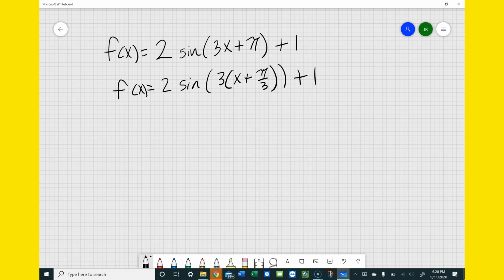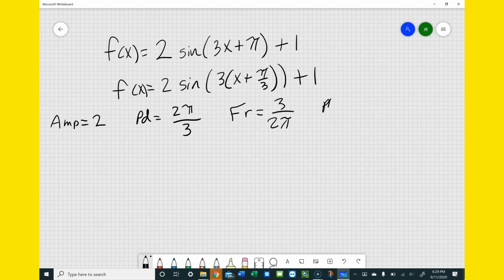So let's just get the information. What is the amplitude? The amplitude is 2 from the fact that that 2 is in front of everything. That 2 is the a, which is the amplitude. The period is 2 pi divided by b. In this case, b is 3. So the period is 2 pi over 3. The frequency is the inverse of that, or the reciprocal, which is 3 over 2 pi.